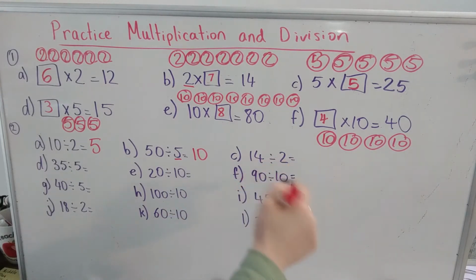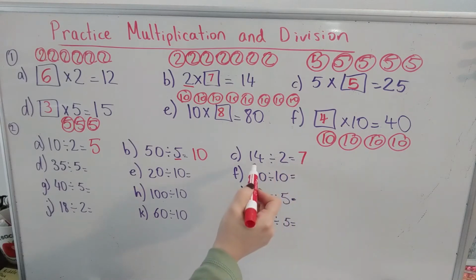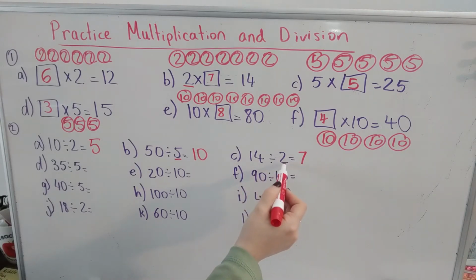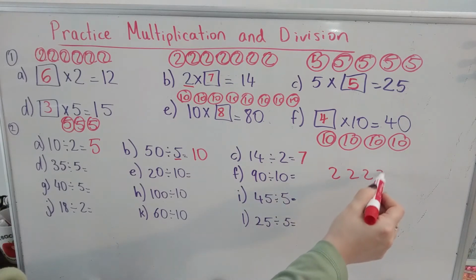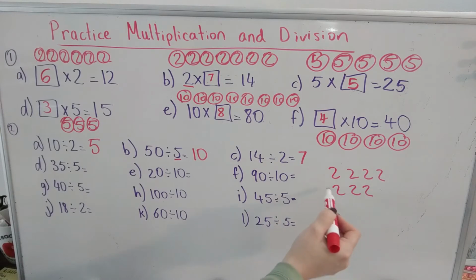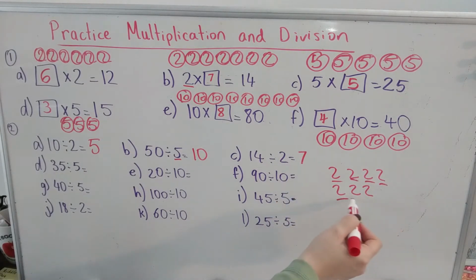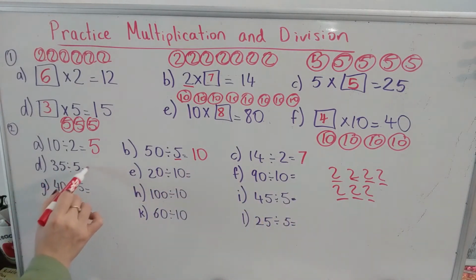14 divided by 2 is 7. I know that because I know 2 times 7 is 14. Here we are counting by 2's until we reach 14. 2, 4, 6, 8, 10, 12, 14. How many groups of 2? 7. 1, 2, 3, 4, 5, 6, 7. 7 groups.